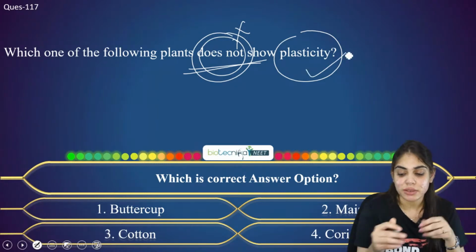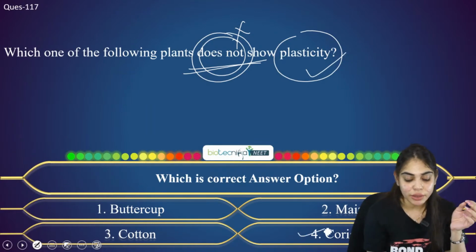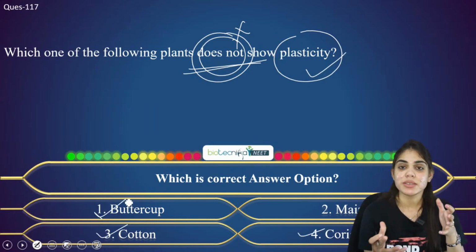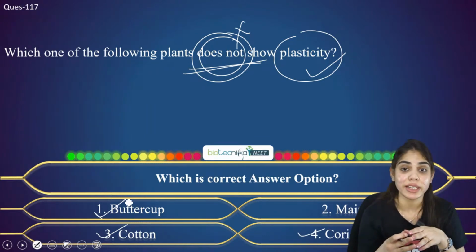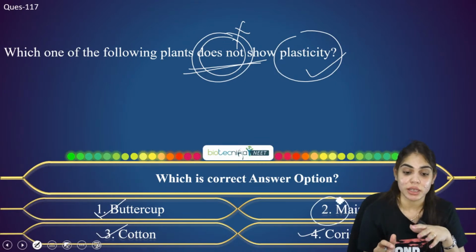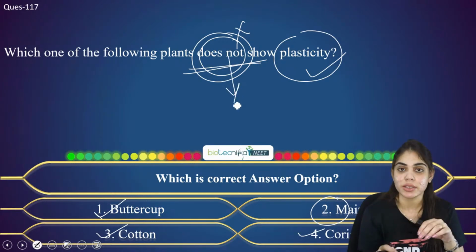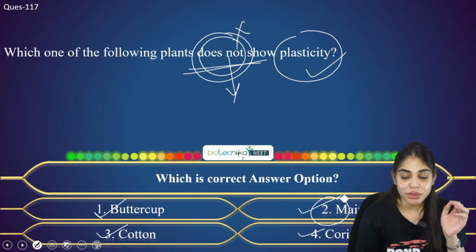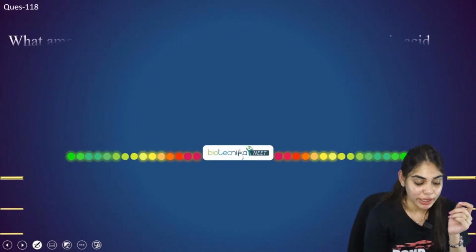Now this plasticity is commonly seen in coriander, cotton and buttercup. These three plants show plasticity, where you can see the heterophyllous condition. But in maize, this plasticity is not seen. Here you have to select the option that does not show plasticity, and plasticity is not seen in maize. So this option is the right answer. Now let's move to question 118.